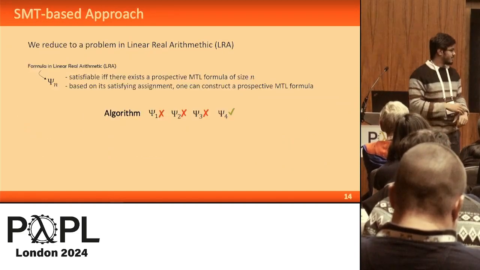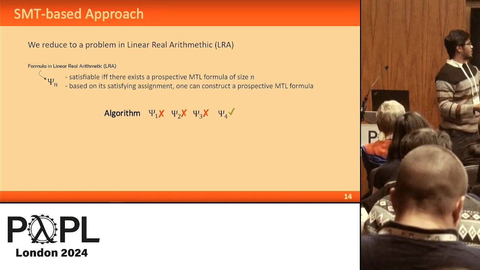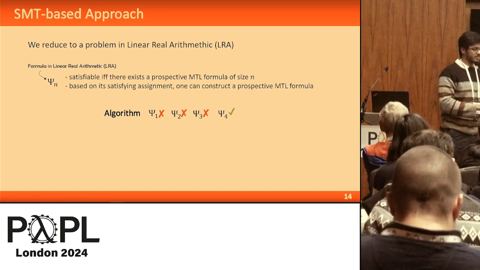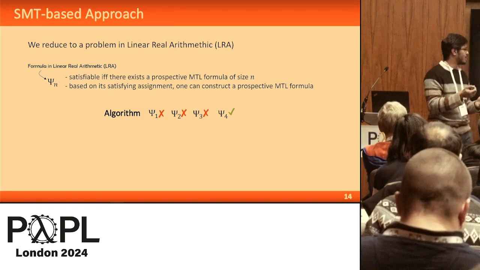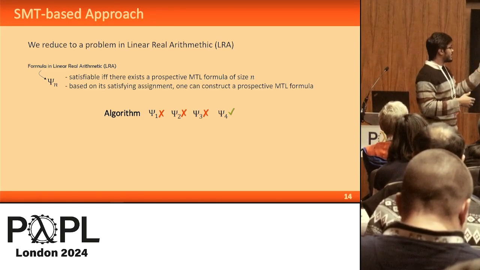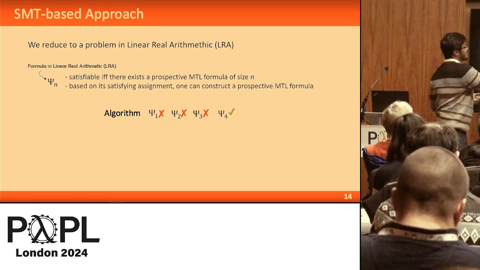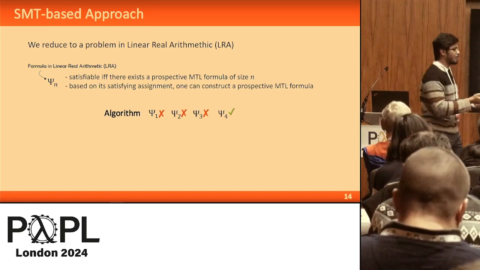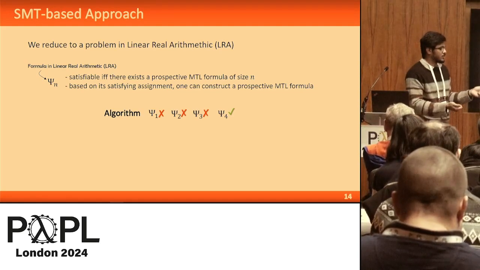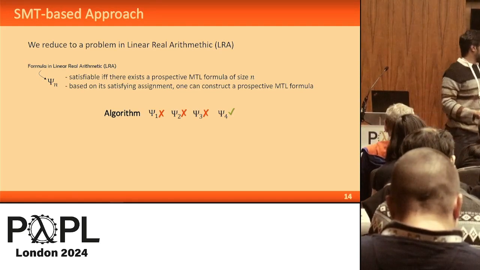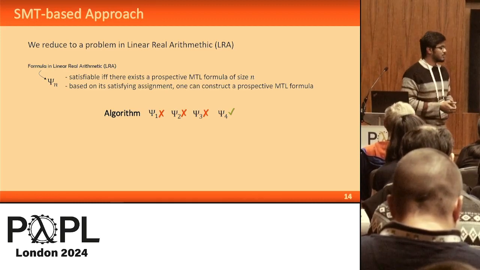So having decided whether a solution exists, we search for a solution, and for this we reduce it to a problem in linear real arithmetic. This is a theory in the SMT framework which includes inequalities over real numbers. The formula we construct in LRA is parameterized by the size n of the formula, and it has the property that it is satisfiable if and only if there exists a solution of size n, and from an assignment of this formula we can actually construct the solution.